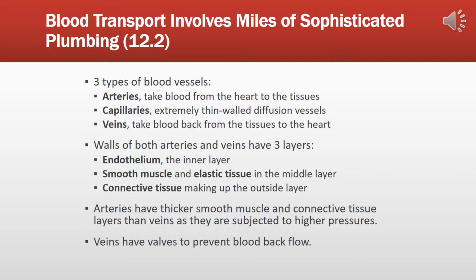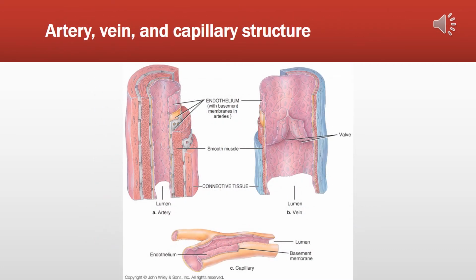Another difference between arteries and veins is that veins have valves, sort of like those in the heart, which prevent blood backflow. And just remember that valves always prevent blood backflow. So here's a diagram which shows the structures of arteries, veins, and capillaries. Just over here at your right is an artery, and it shows the three individual layers of that blood vessel. And just remember that the lumen is the actual hollow part of the blood vessel through which blood flows.